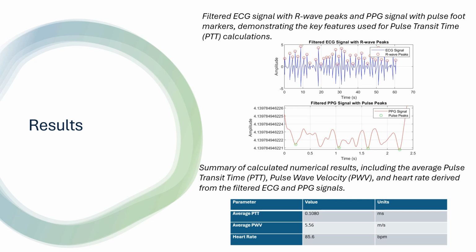This figure shows the filtered ECG signal with R-wave peaks and the PPG signal with annotated pulse foot markers, demonstrating the features used for PTT calculation. And this table summarizes our numerical results, including PTT, PWV, and heart rate values derived from the signals.